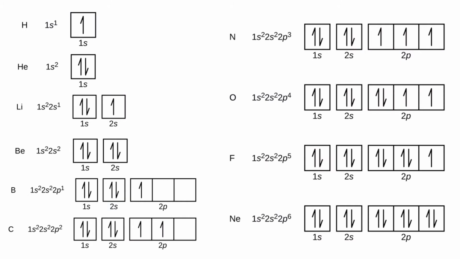You can see here some of the initial elements present in the periodic table. Some of these I already did: hydrogen, helium, lithium. You can see how the electrons are arranged in different orbitals for different elements. In neon you can see that all the orbitals are filled up. This is a characteristic of the noble gases. Neon is one of the noble gases and it has fully filled orbitals.